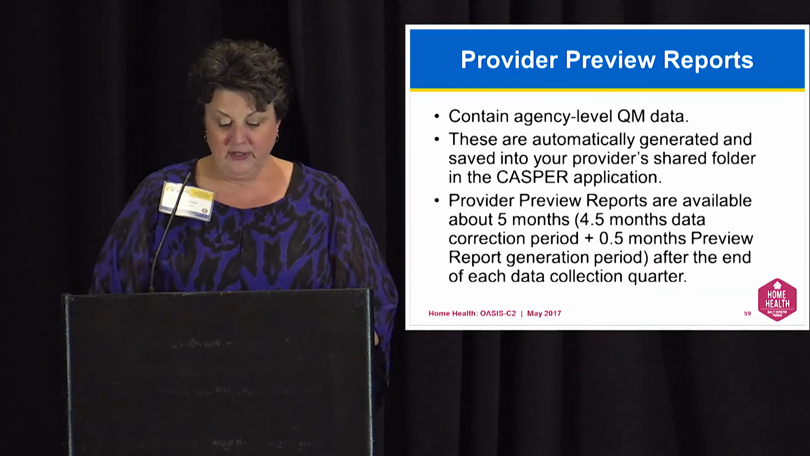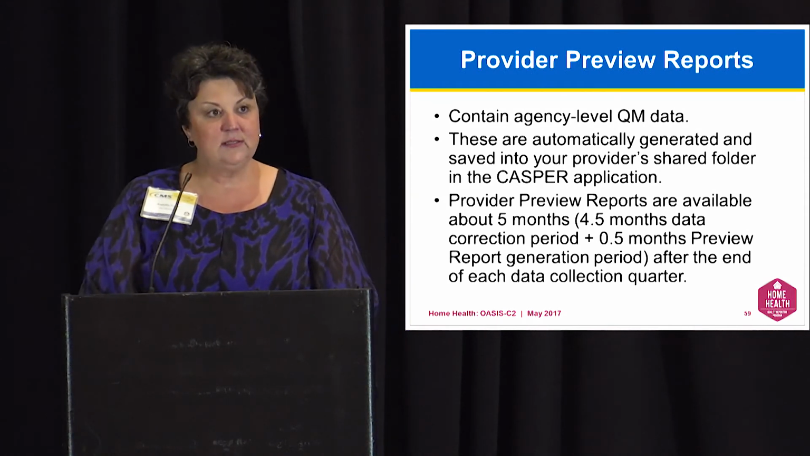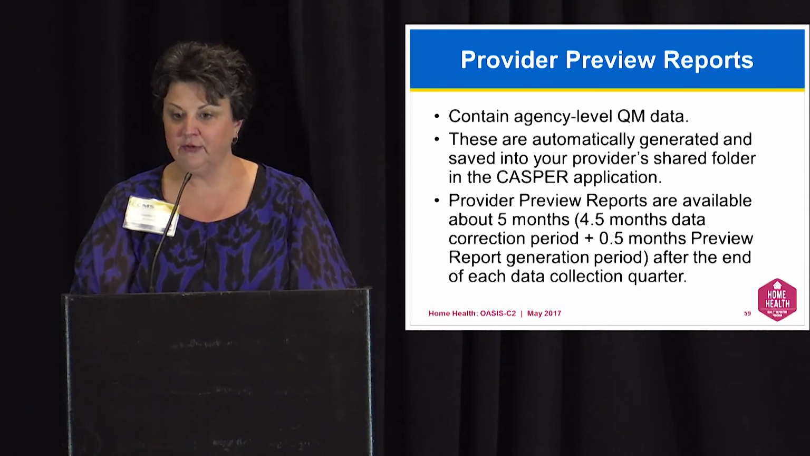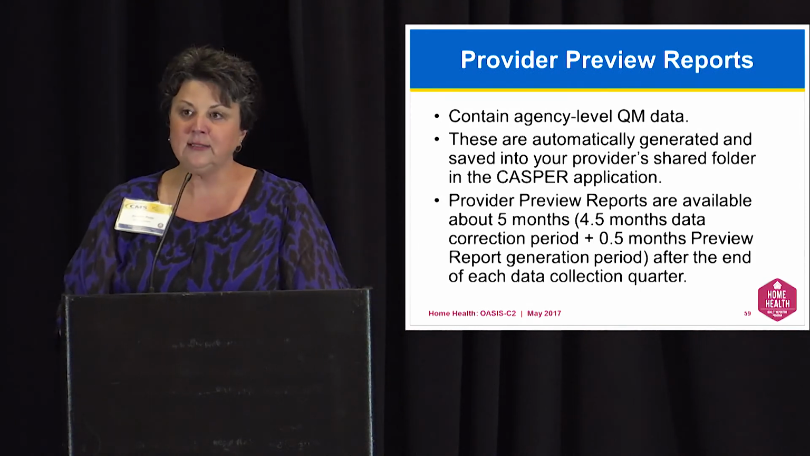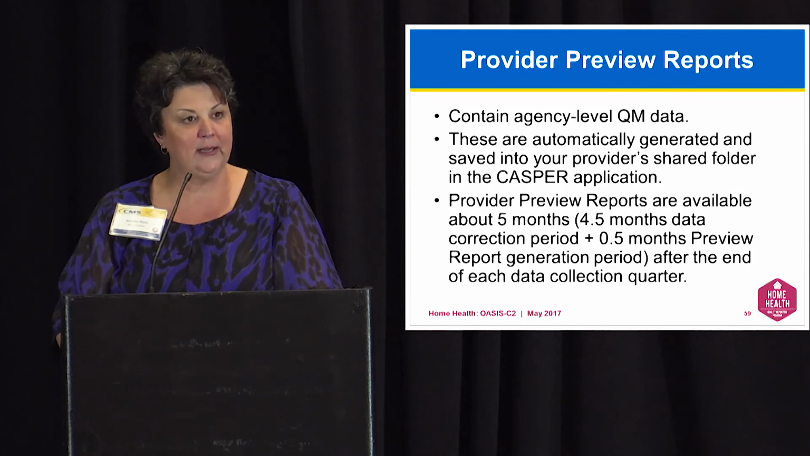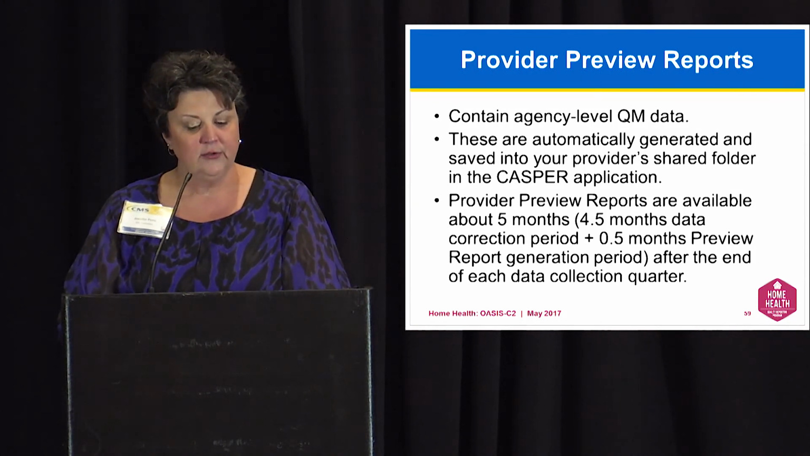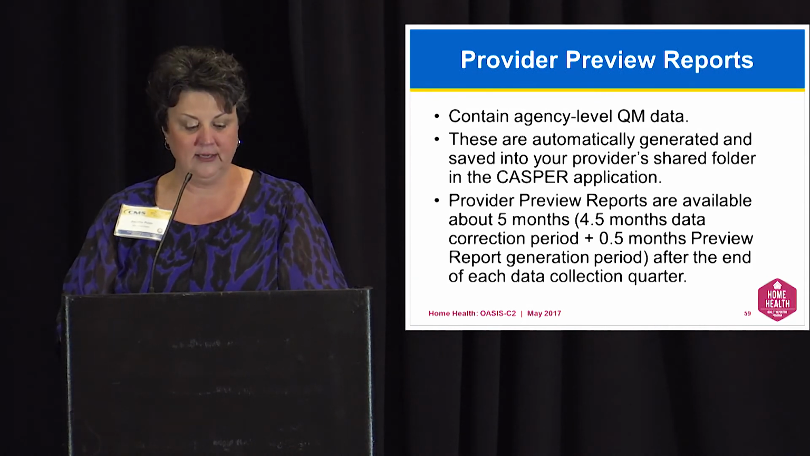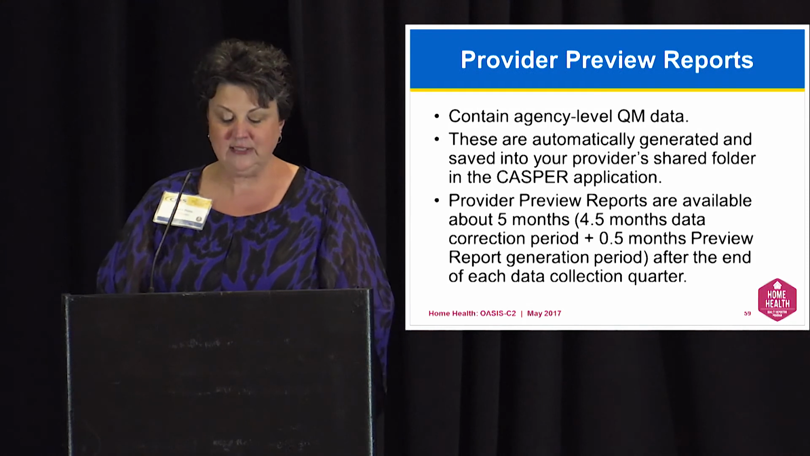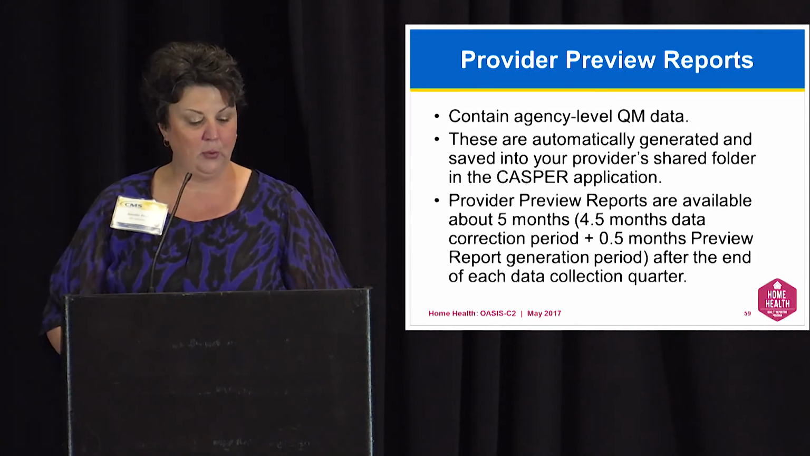The provider preview reports are available on a quarterly basis for all home health agencies. These contain agency-level QM data for all process and outcome measures as well as the claims-based measures, and are automatically generated and saved into your agency's shared folder. They're available about 5 months after the end of each data collection quarter. This allows for the data correction period and time to actually generate the reports.